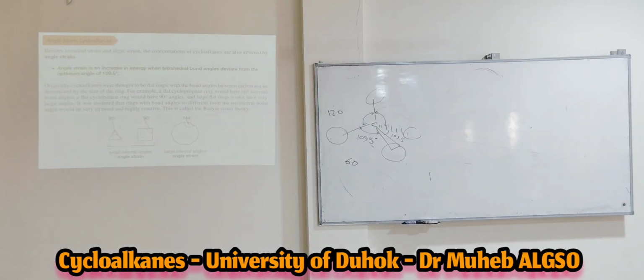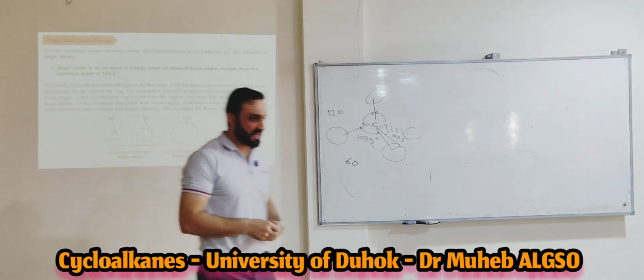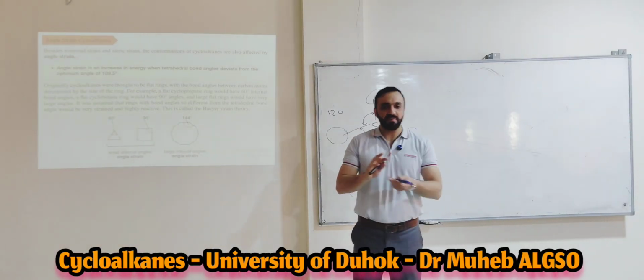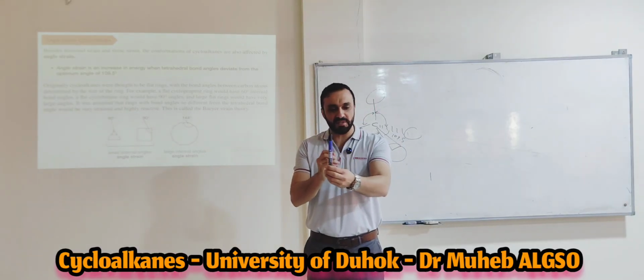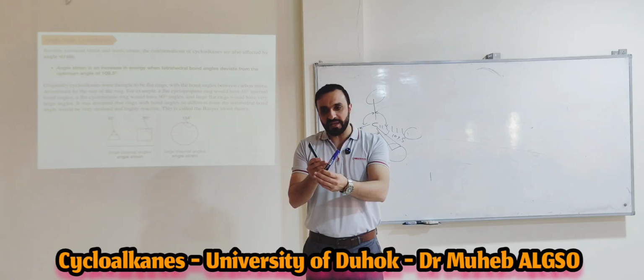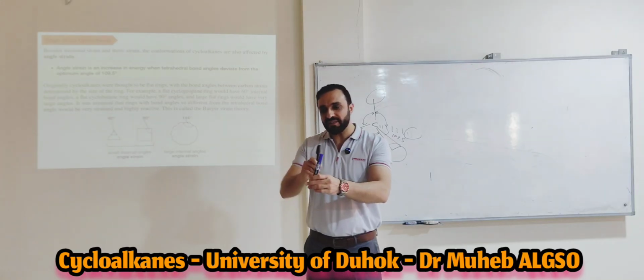So, besides angle strain, there is torsional strain and steric strain. What does torsional mean? Do you remember the eclipsed and staggered conformations of alkanes? If eclipsed, all the groups are aligned with each other, and the staggered one will be like that. Eclipsed, staggered, eclipsed.